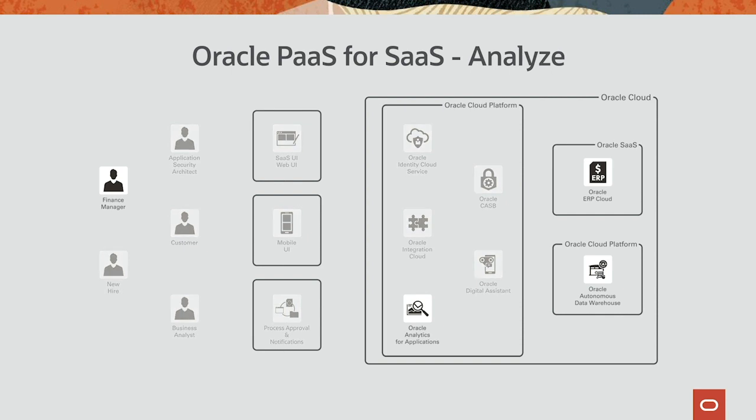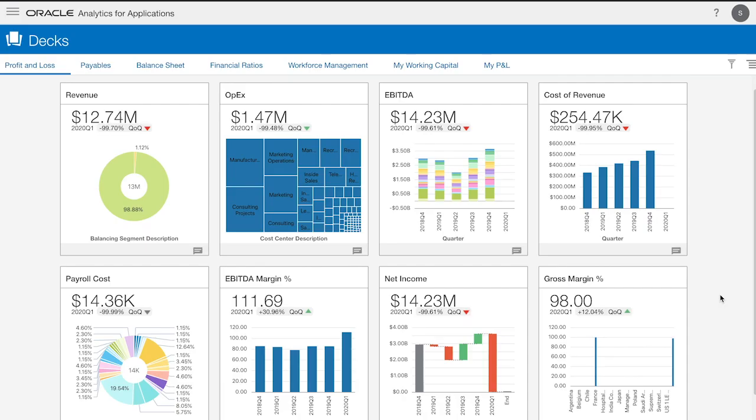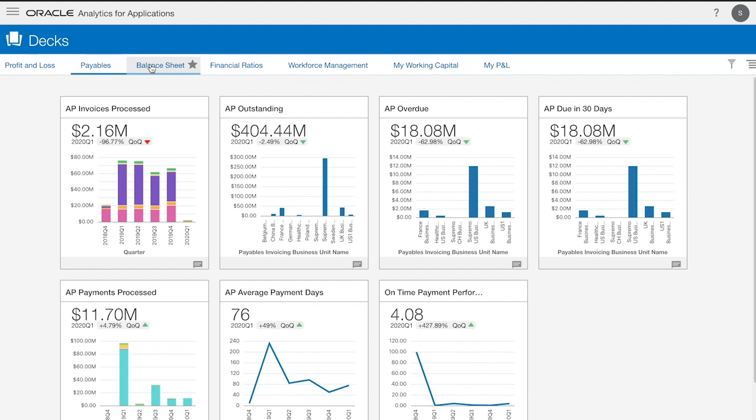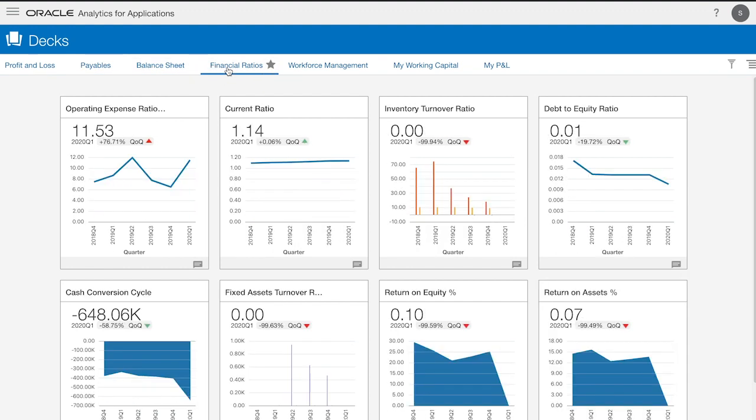When opening OAX, the financial manager can see how the Fusion ERP data has been ingested into OAX, as he can see all the pre-built decks and visual metrics that have been provided to him. There are different decks that describe the lines of businesses for him that tell him more than just the financial health of the company. We can see that there's a deck for profit and loss, payables, the balance sheet, financial ratios, and much more. Having these different metrics and graphs telling him about the business helps him better understand what could be potentially affecting the accounts payable ratio.